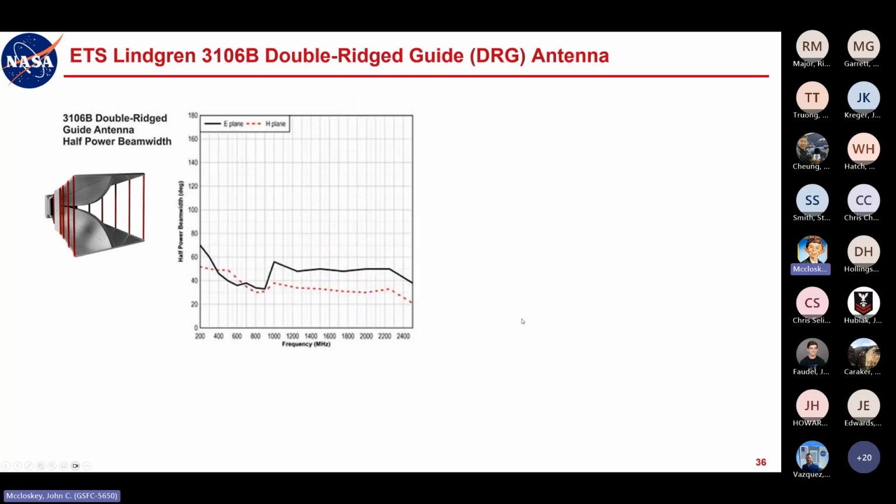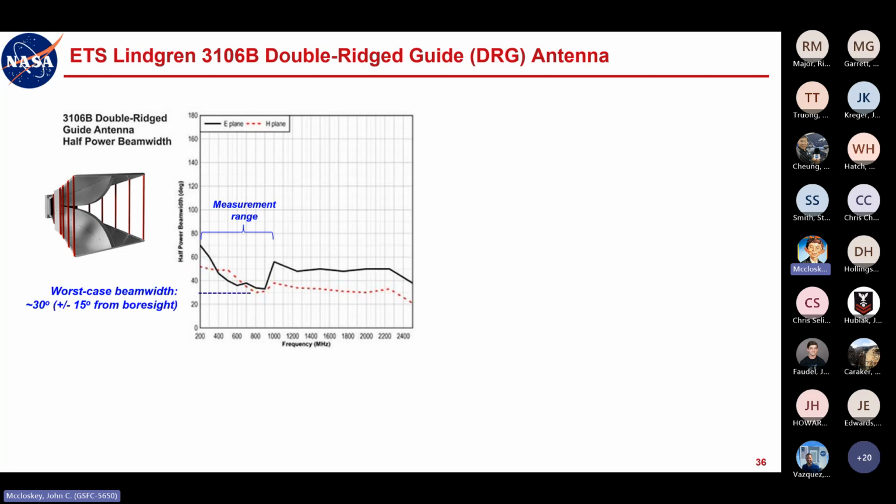So we'll look at a couple of example antennas here. We look at the large double ridge guide antenna. The 3106B is the one we use at Goddard. So the data sheet specifies this up to 2.5 gig. We're only using it up to 1 gigahertz. So this is the range of concern for us.